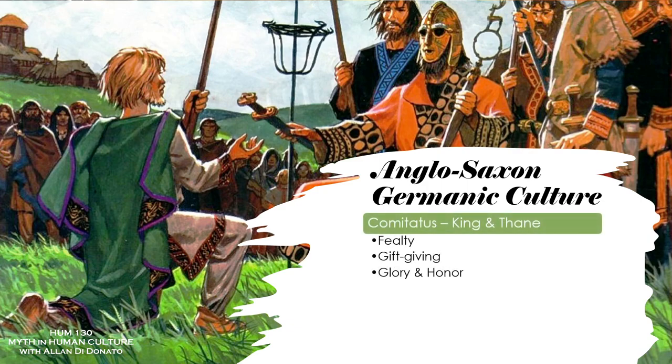Now, other aspects of Anglo-Saxon Germanic culture that are important to point out that are going to set the stage for the story are ideas like comitatus, which is this idea of a relationship between king and thane, thane being the one who swears what we call fealty to a king, to the overlord. This is an exchange, a contractual agreement where the king provides honor, goods, protection in exchange for the thane fighting for him.